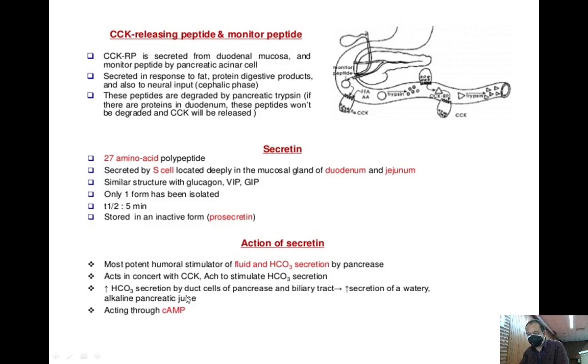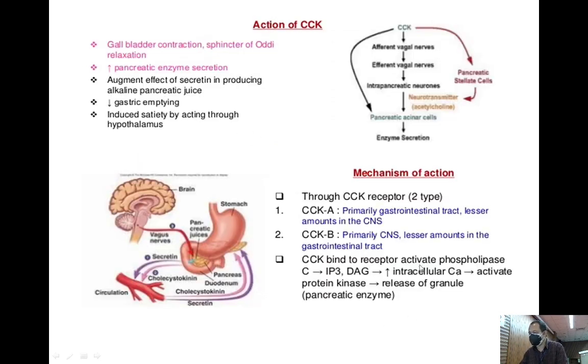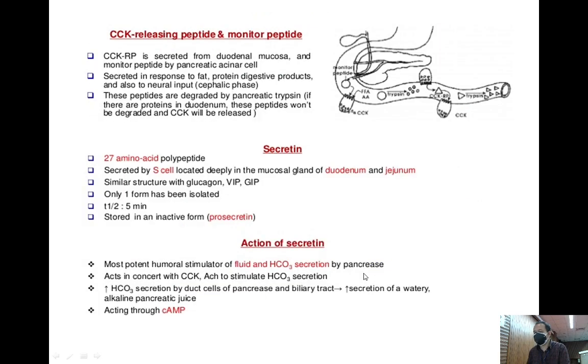Then the mode of action: it acts through cyclic AMP. You have seen that CCK acts through phospholipase C, and you have second messengers such as IP3 and DAG, but here it is going to be cyclic AMP. That means it's going to stimulate adenyl cyclase, isn't it? And adenyl cyclase is going to convert ATP into cyclic AMP. Then cyclic AMP is going to result in the phosphorylation of downstream enzymes like protein kinase A.